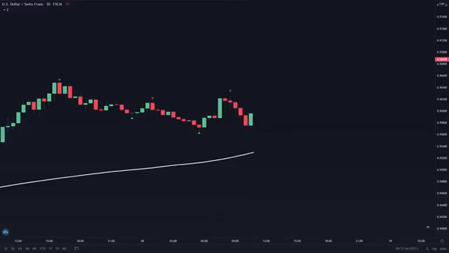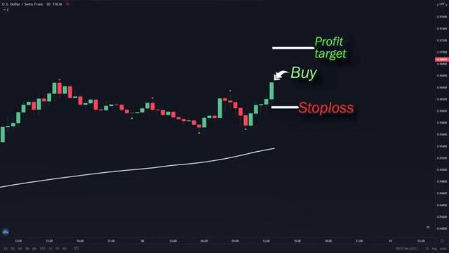Next, you wait for a candle to close and break out above the top fractal. Once this happens, you take a buy position. Next, you place your stop loss below your entry candle and set your profit target at 1.5 times your stop loss. And as you can see, the price hits our profit target, so this counts as a successful trade.